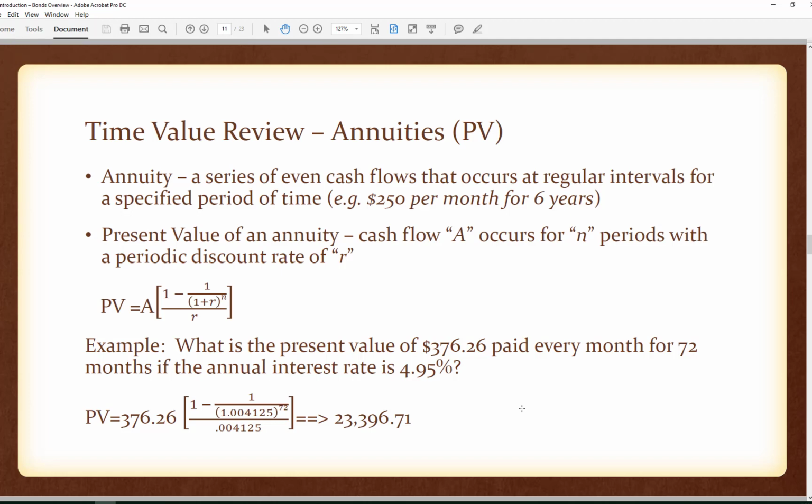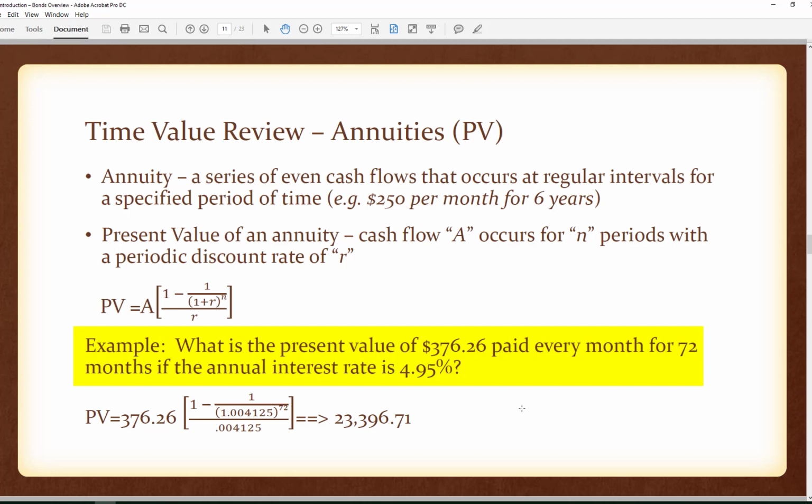The present value of an annuity is given by this formula here, where the cash flow A occurs regularly for n periods, and there's a periodic discount rate of R. So we've got this nice formula here. Let's use an example. What's the present value of $376.26 paid every month for 72 months?